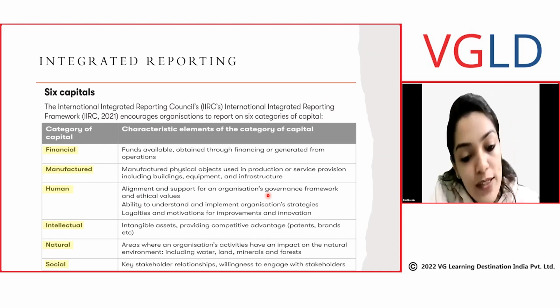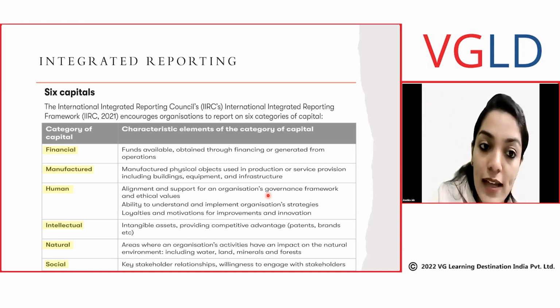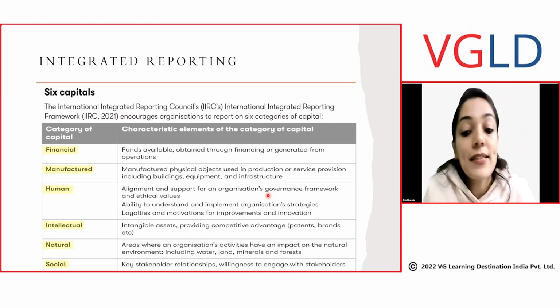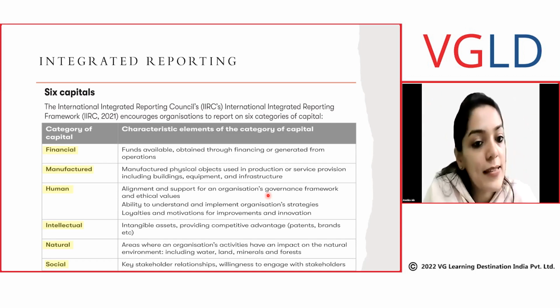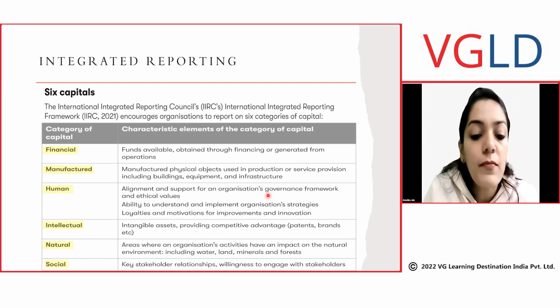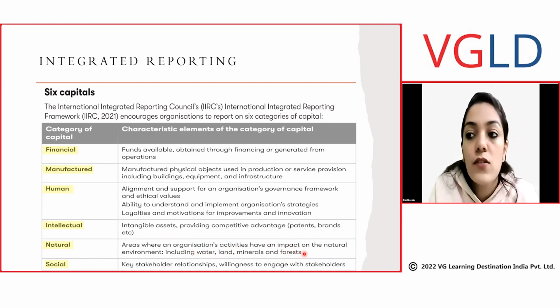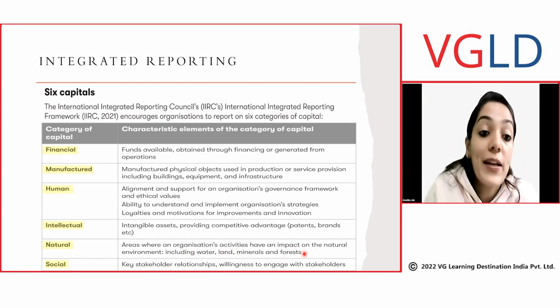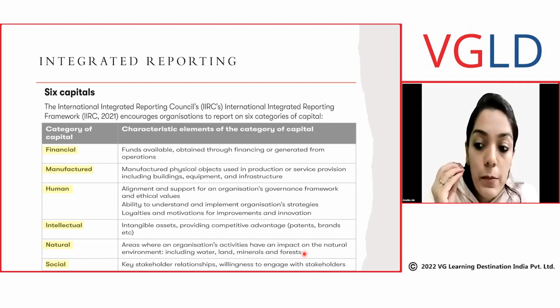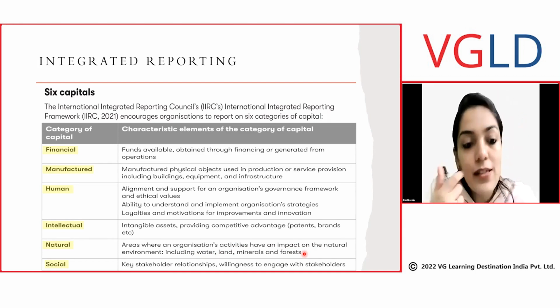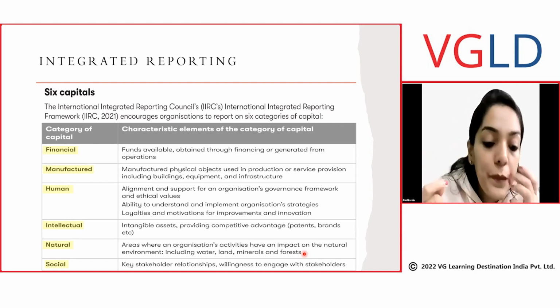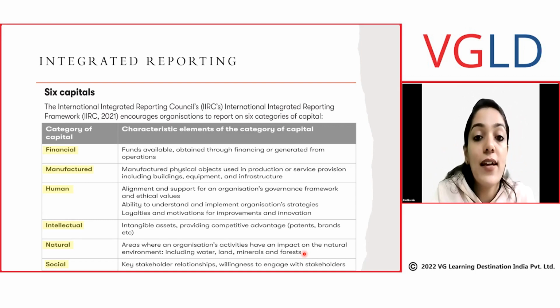Then fourth one is intellectual capital. This one is your intangible assets. Intangible assets providing competitive advantage like patents, brands, etc. Then next is natural. Natural is areas where an organization's activities have an impact on the natural environment, including water, land, minerals, and forests. So in the performance management paper, APM, there is a lot of focus on environmental management accounting. It's there in this curriculum also, you'll come across it. In environmental management accounting, the focus is on how much the company is focused on conserving the environment. So natural capital, when you are reporting in your integrated report, you will talk about how the organization's activities are actually protecting the environment, if they are, or how they are harming the environment.